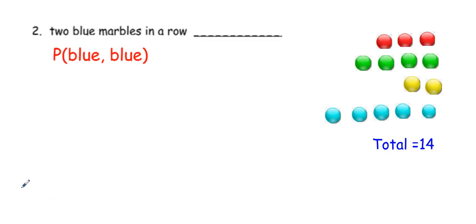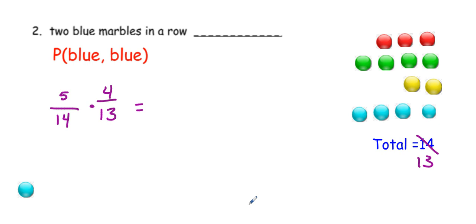What's the probability of drawing 2 blue marbles? A blue marble, not putting it back, and then getting a blue marble. Well, how many marbles do I have in the bag? I have 14 marbles. And how many are blue? 5. All right. So I take the blue marble out. Now how many marbles do I have? 13. And how many of those are blue? 4. So what's the probability? It's 10 in 91.